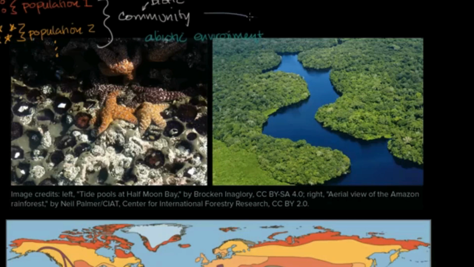You put all of these things together, and then you get your ecosystem. Your ecosystem, once again, could be a very small region, it could be a very large region, but it's made up of all the living things, the biotic factors, and the non-living things, the abiotic factors.